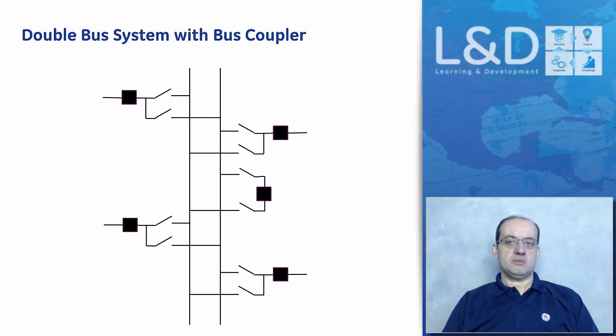A double bus system with a bus coupler has three more components to achieve the bus coupler. At the same time, for every incoming and outgoing, there is an extra isolator. And as you can see, the two buses with the extra isolators and the bus coupler would require more cost and would require more space above the two previous examples that we have shown you.